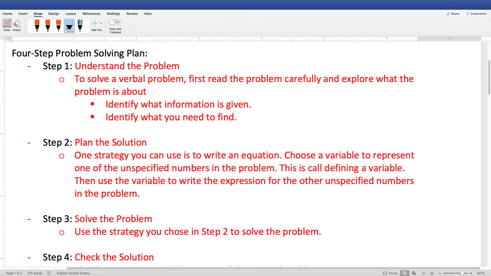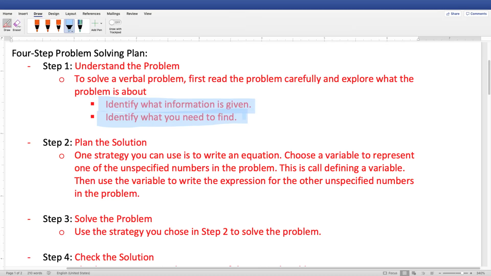So to solve a verbal problem, first you must read the problem carefully and explore what the problem is about. The two main things you need to take away from this: you need to identify what information is given. When you read the problem, what information is given to you? They give you numbers, will tell you what you need to know. The second piece of information you need to identify is what you need to find. So what is this question asking you?